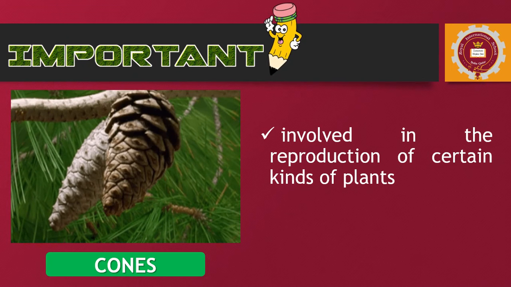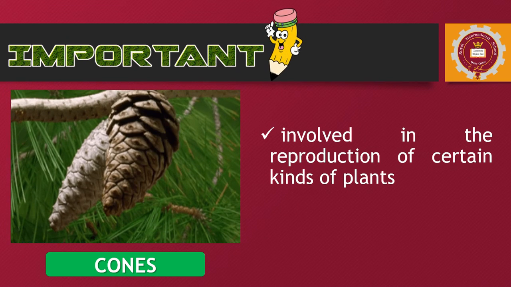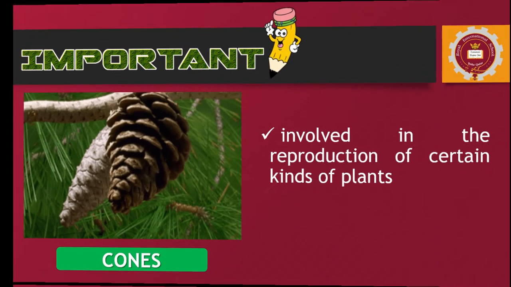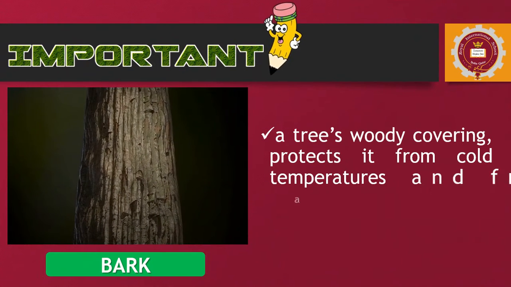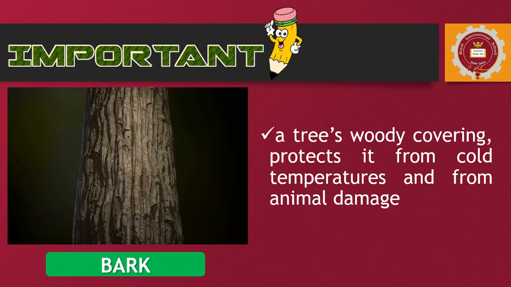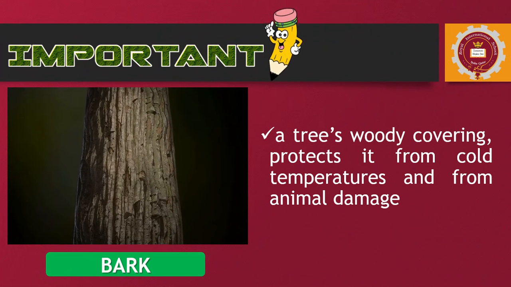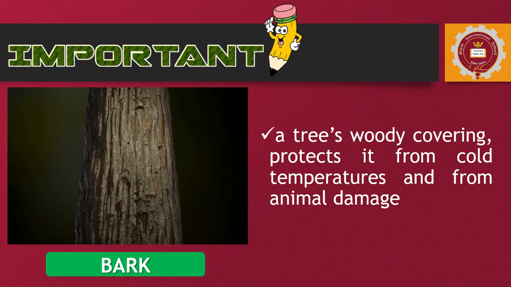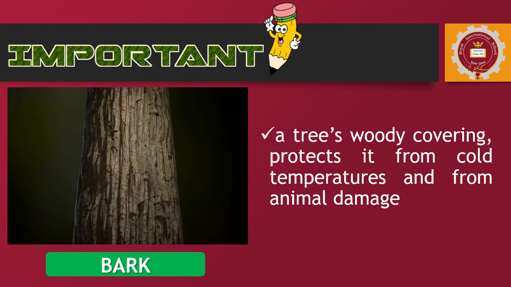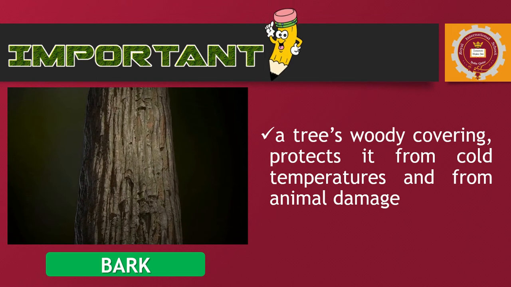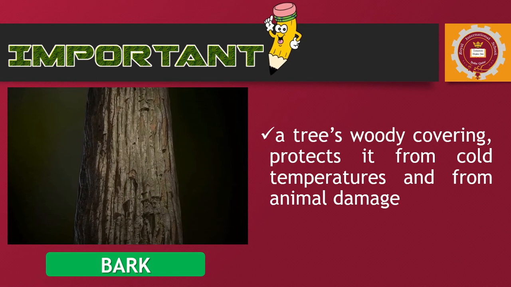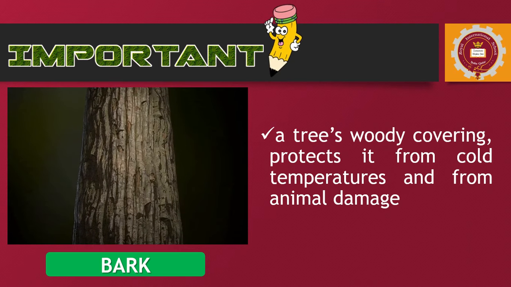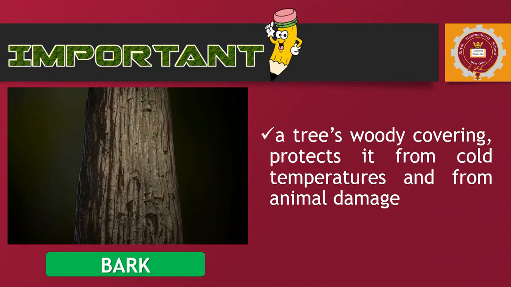Okay, so these are the words that we are learning new. The thorn, cones. We'll learn more. Bark. So we know that the stem is the one that actually helps the plant stand upright, right? We just learned about it. Now the woody covering of the tree or the stem by which it is covered, that's what we call the bark.